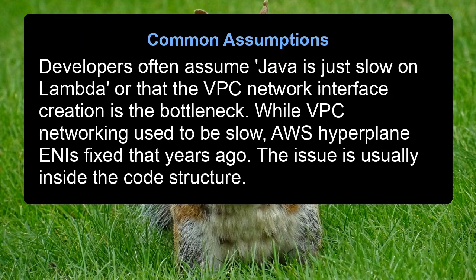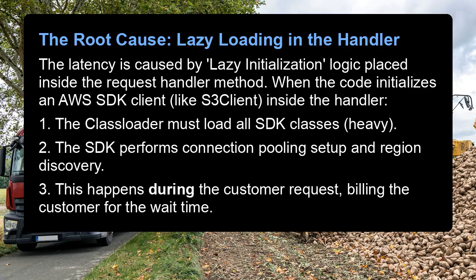Common assumptions. Developers often assume Java is just slow on Lambda, or that the VPC network interface creation is the bottleneck. While VPC networking used to be slow, AWS Hyperplane ENIs fixed that years ago. The issue is usually inside the code structure. The root cause: lazy loading in the handler.